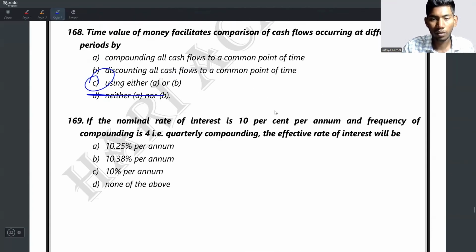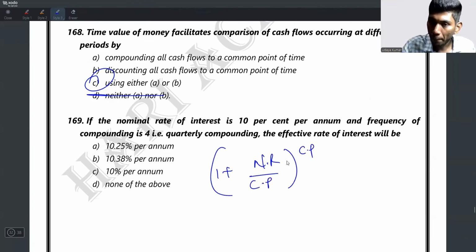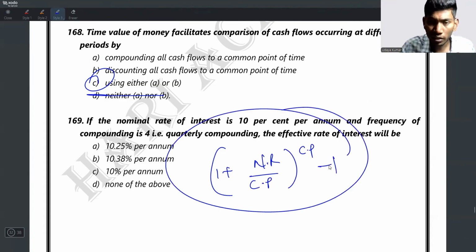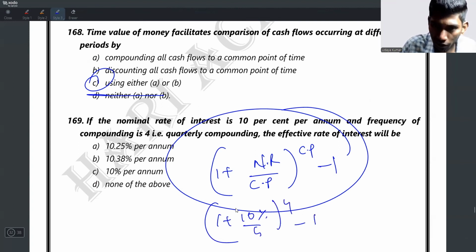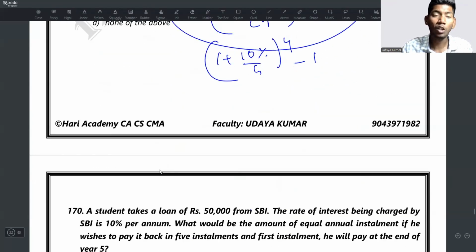one second, 1 plus nominal rate divided by compounding periods, whole raised to the compounding periods, minus 1. If you do this, 1 plus 10% divided by 4, whole raised to 4, minus 1, you will get the value, which is 0.1 divided by 4 plus 1, into 2, 3, 4, minus 1, which is equal to 10.38%. If you substitute the values and calculate, you will get 10.38%. So option B is the right option.